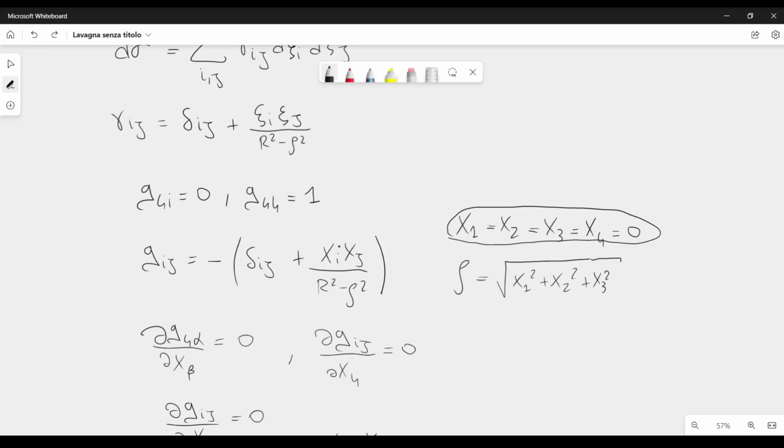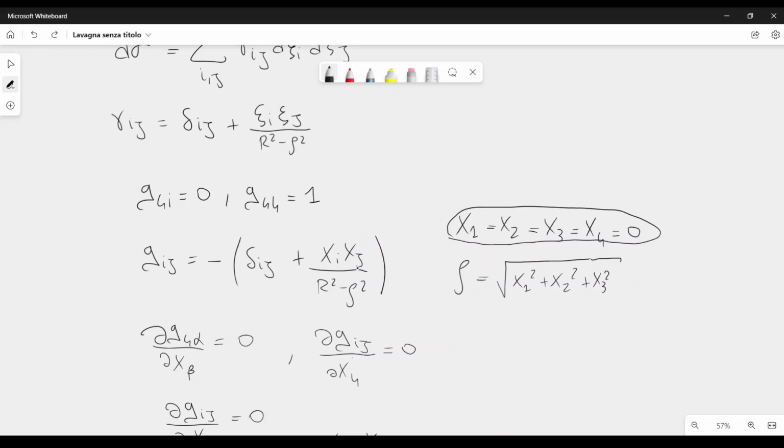The only non-zero derivative here is the second derivative, because when we take two derivatives here, for example, we might get 1, right? If we take the derivative of this term with respect to xi and then with respect to xj, here you might get 1. And when you evaluate this function at x1 equal to x2 equal to x3 equal to x4 equal to 0, from here you will get 1 over r².